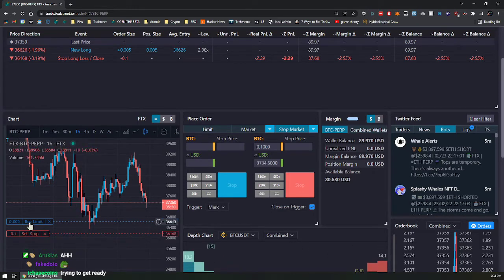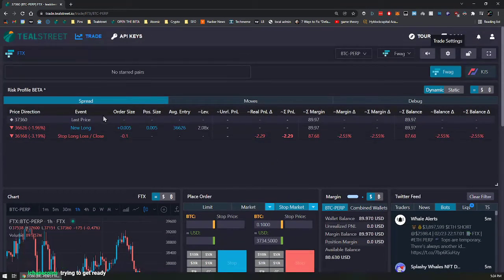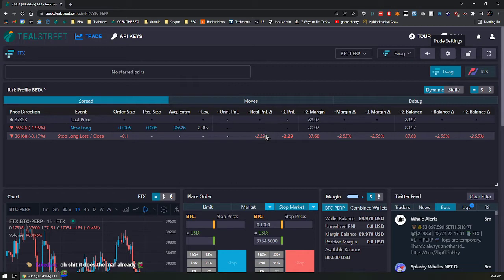So look, okay, I have a stop. I have this order. Interesting. So what happens? Remember, this is the pivot point, last price in the middle. We go down to 36.626, my order, and we fill a 0.005 position at 2x. Well, what happens at that stop? I would lose $2.29. This tells you your loss at your stop for a position that doesn't exist yet. What percent of your margin you would lose at stop? What percent of your balance you would realize at stop?